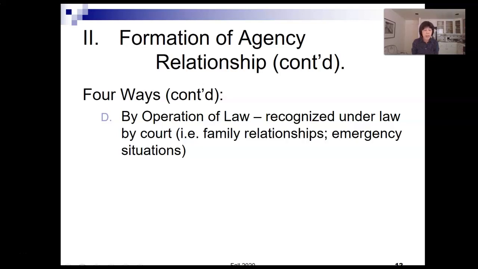However, if the bus gets into an accident on the road, and there are injuries to the passengers, that driver in that situation might be given emergency authority to act on behalf of his or her employer, right? Because the driver will be expected to take some steps in an emergency to take care of the passengers, to make sure they get the help they need, and the assistance that's generally required in an emergency. That would be an agency by operation of law.